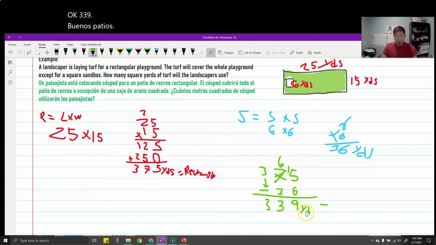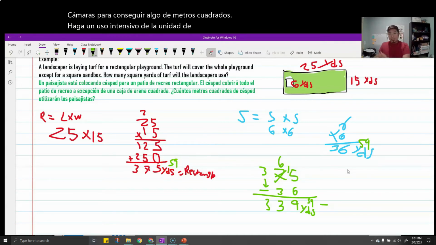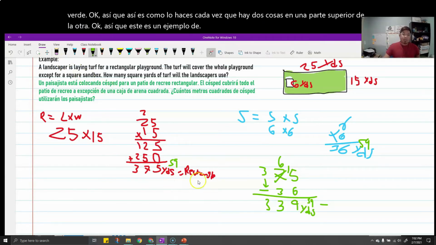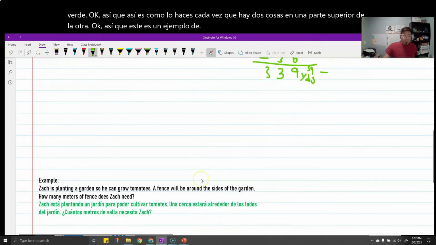Square yards, square yards. I knew I was forgetting something. Square yards. Make sure you use the correct unit of measurement, okay? So that is just the green part, okay? So that's how you do it whenever there's two things, one on top of the other, okay? So this is an example of area. Good. All right, so let's go ahead and go on to our next one.